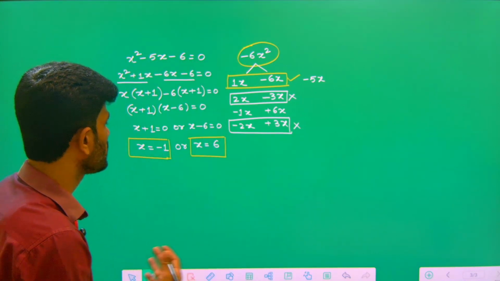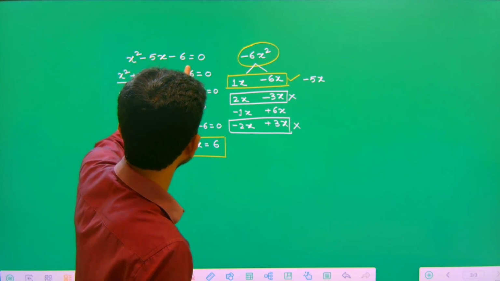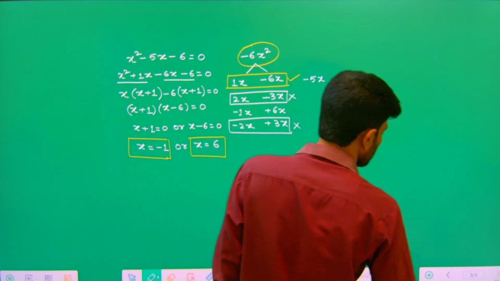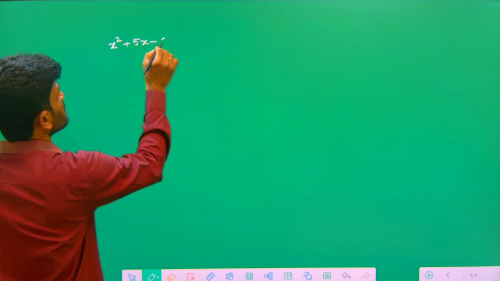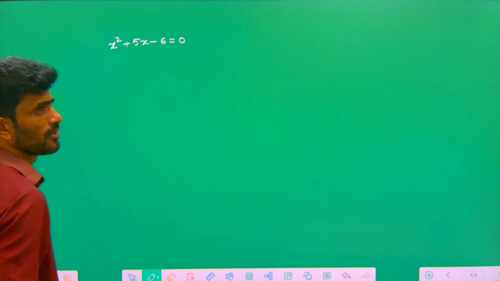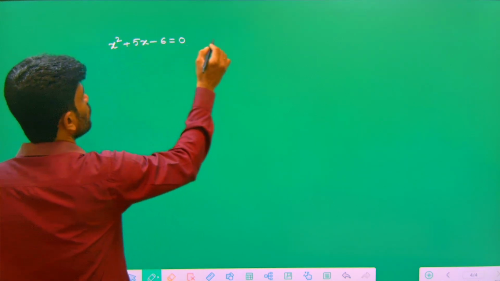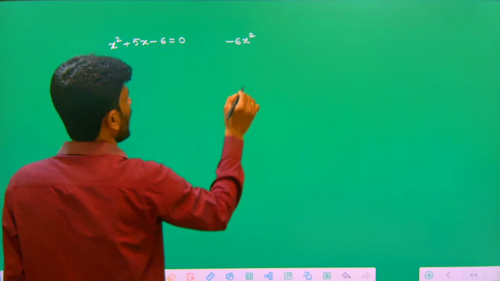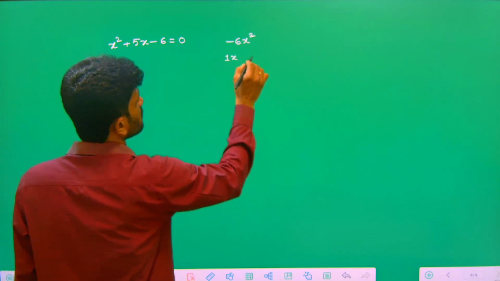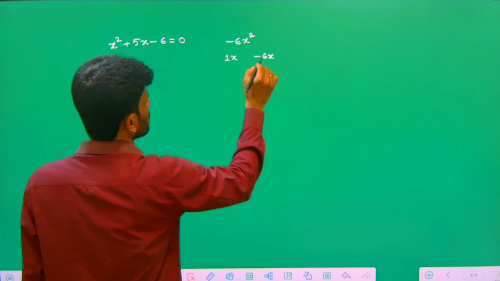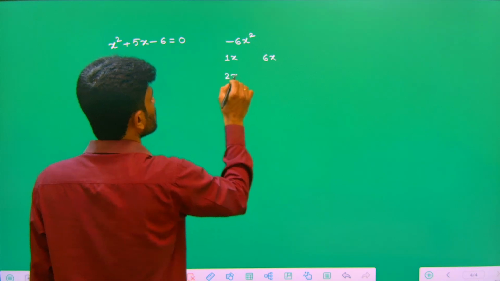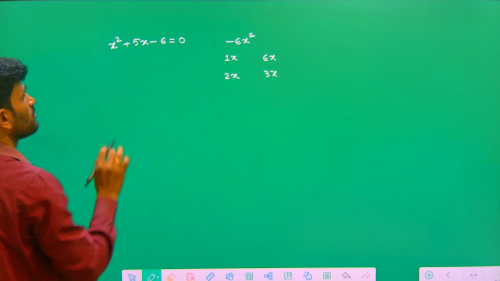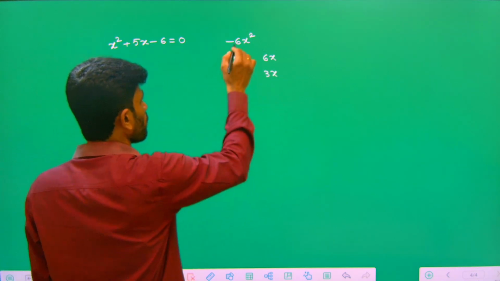Here product is negative, middle term negative. Next one is product is negative, but the middle term is positive: x square plus 5x minus 6 is equal to 0. In this case, when you multiply these two, we get minus 6x square, and the factors are 1x, 6x, 2x, 3x. Now the middle term is plus 5 and the product is negative.